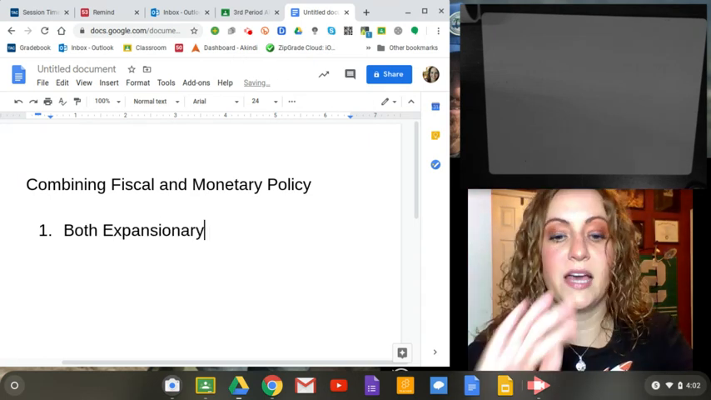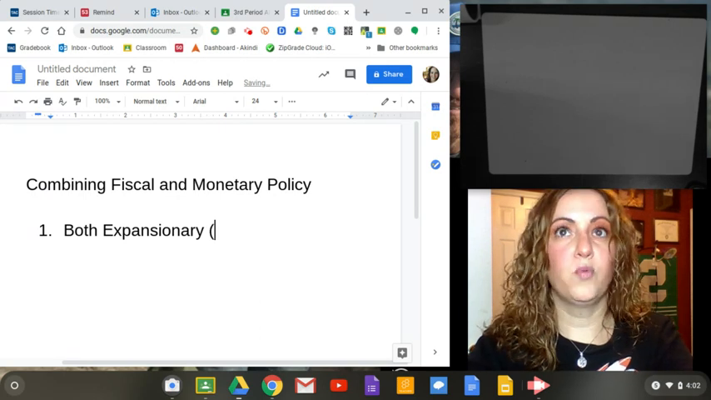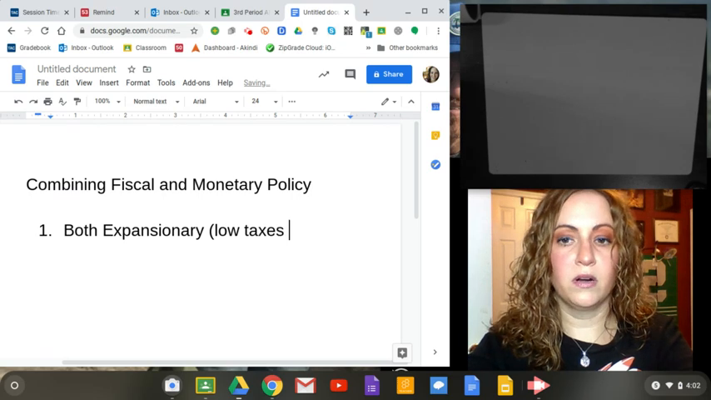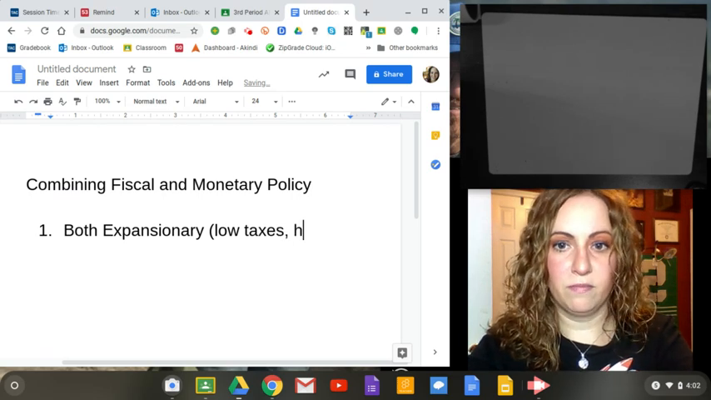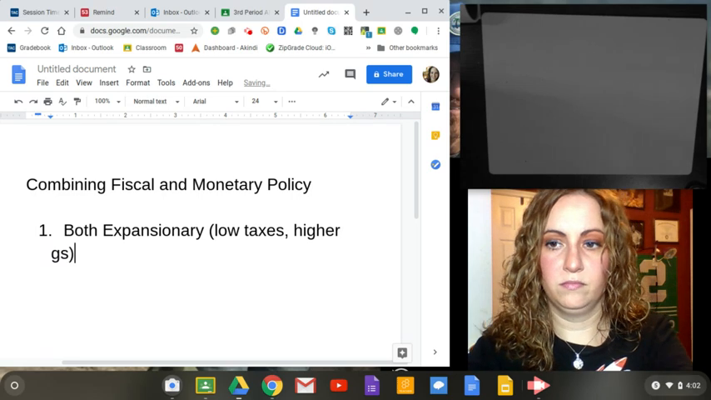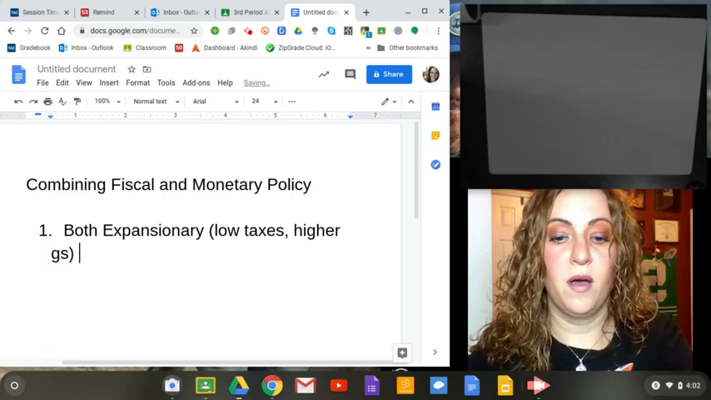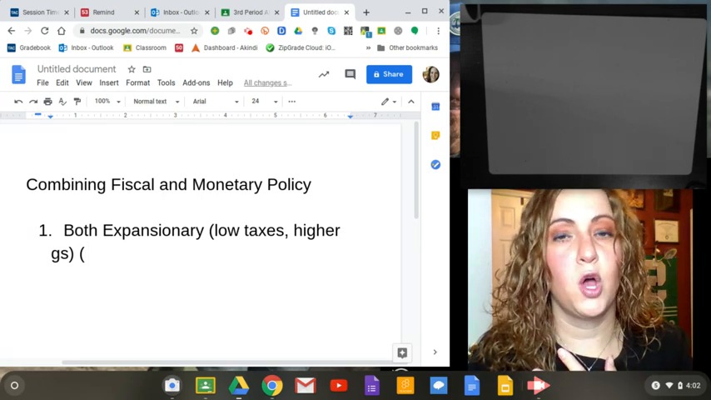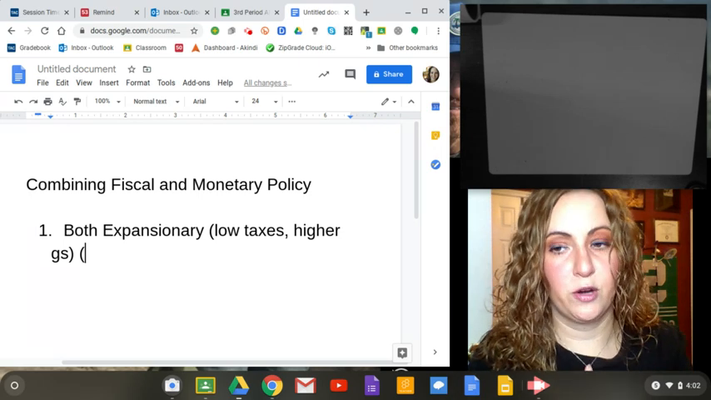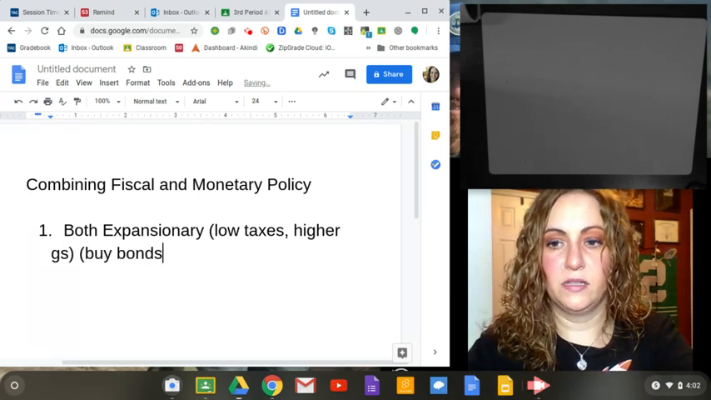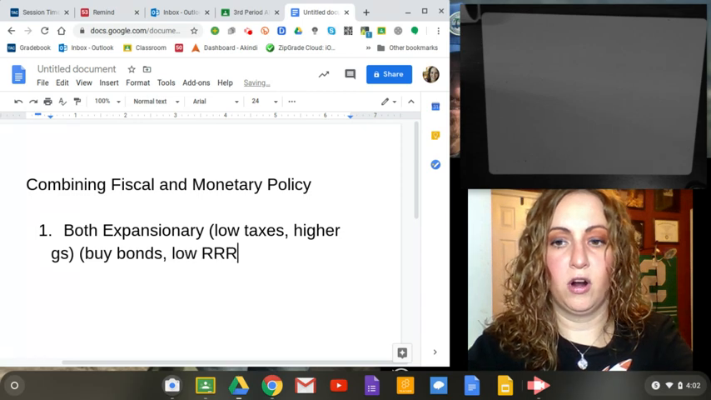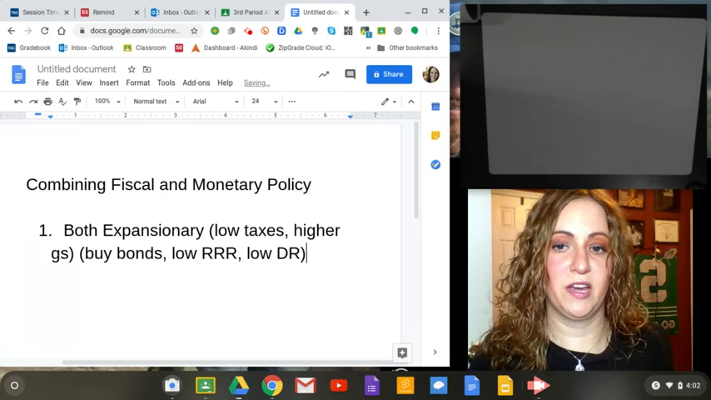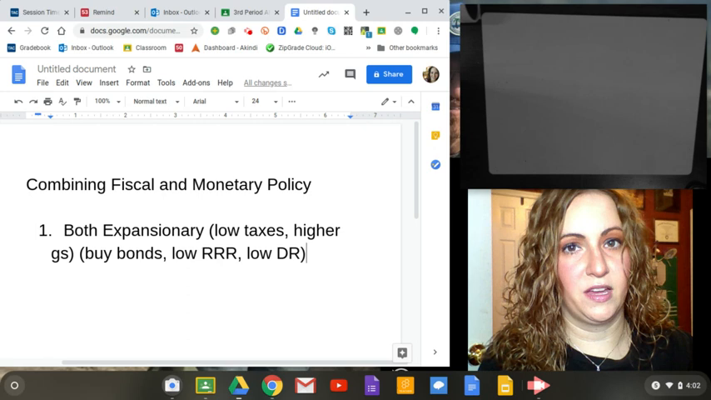So that means that with fiscal policy, we're talking about low taxes and/or higher government spending. And with monetary policy, they're either going to be buying bonds, or lowering the discount rate, or lowering the required reserve ratio. So buy bonds, low RRR or low DR. Essentially, they're increasing the money supply and doing fiscal policy that is expansionary.